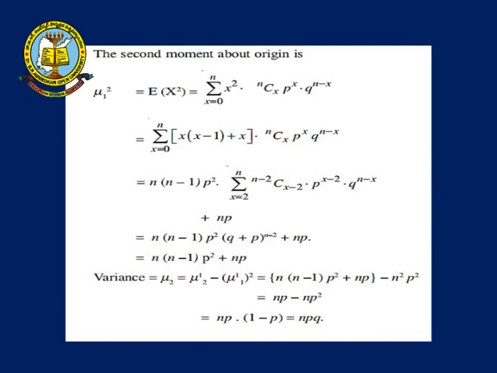Therefore, now we would like to find the variance. Variance is equal to mu2 dash minus mu1 dash whole square, that is expectation of x square minus the square of expectation of x. Now we can substitute the mean. The mean of the binomial distribution is np, as you already know, so just substitute these two values. Therefore, our variance mu2 is equal to npq. Mean is equal to np and variance is equal to npq for the binomial distribution.